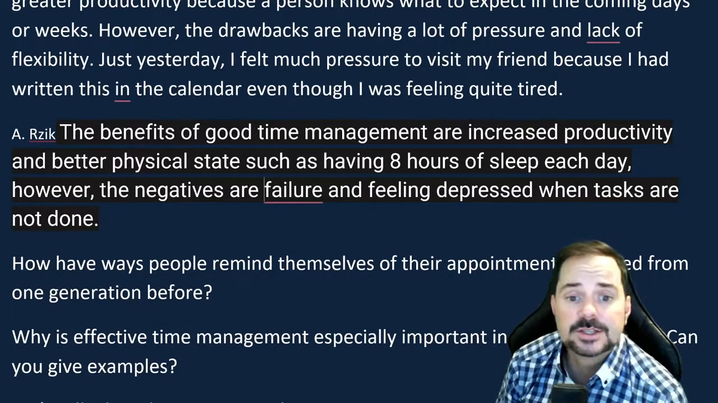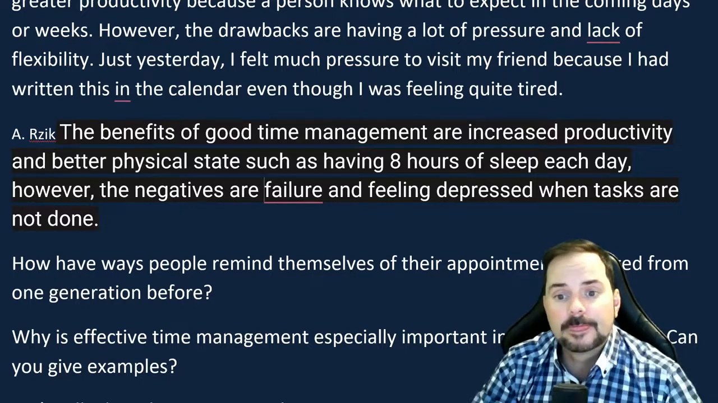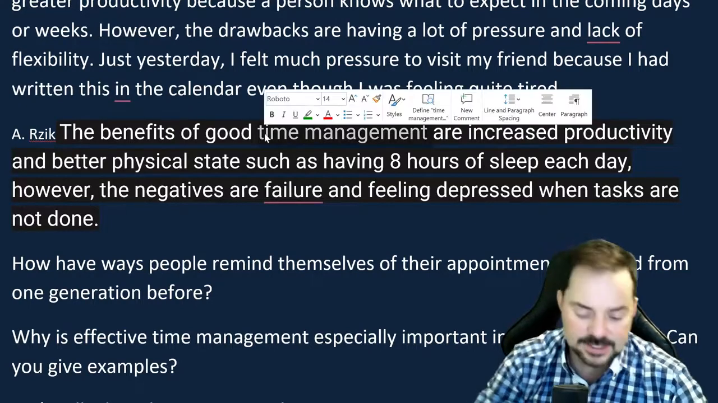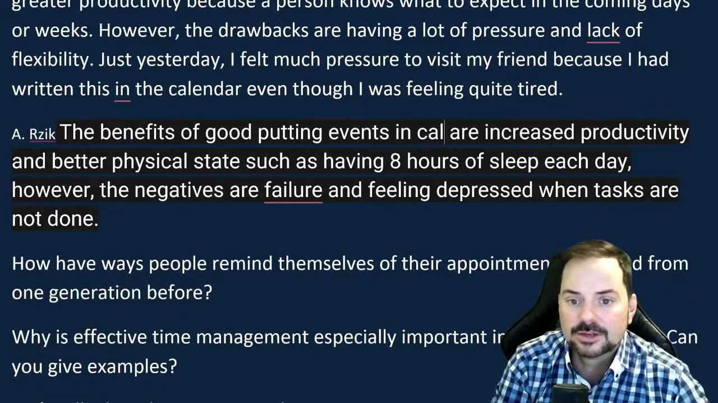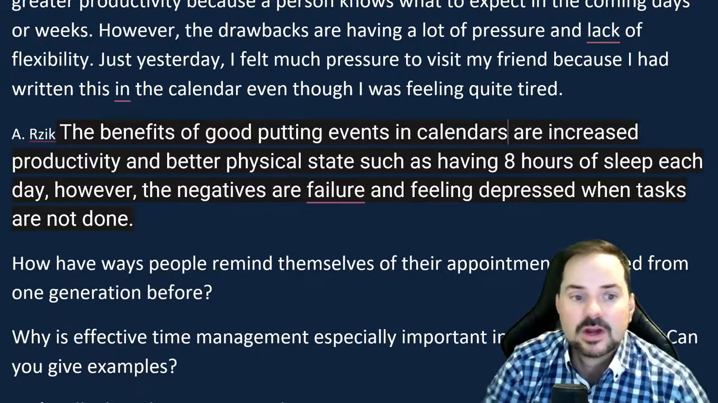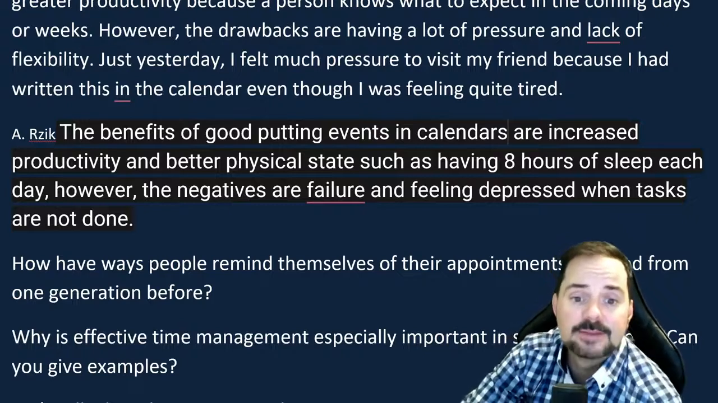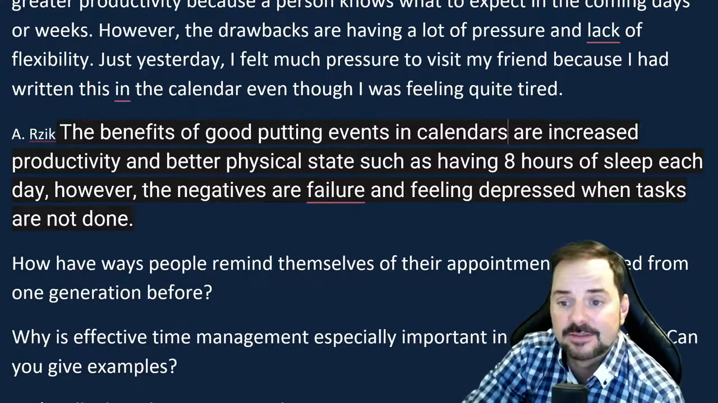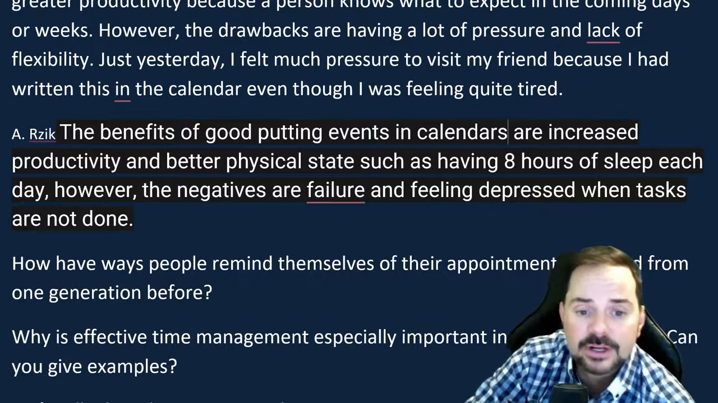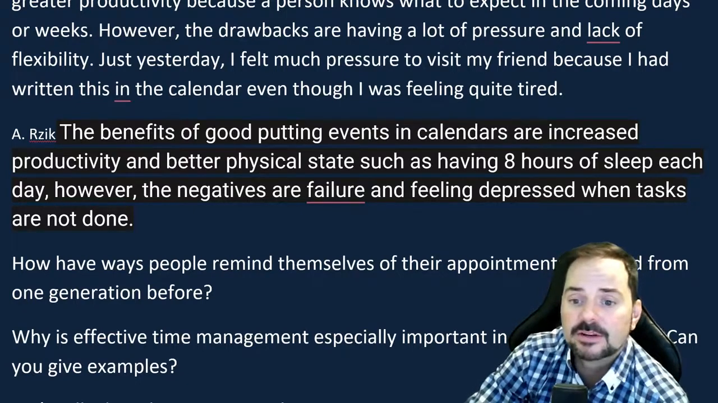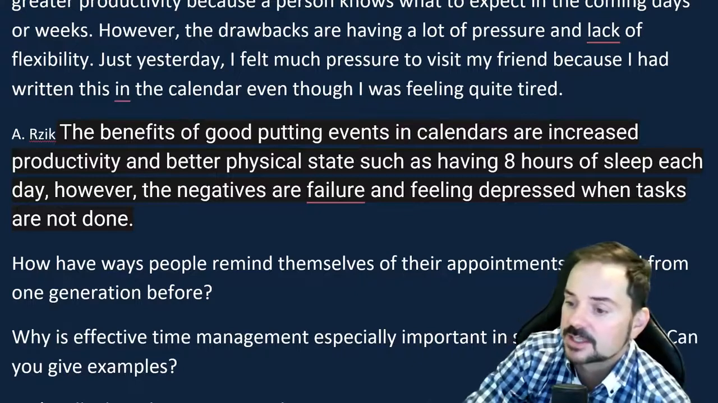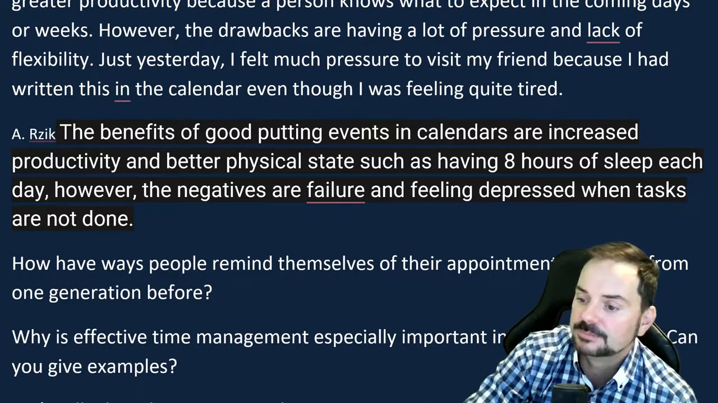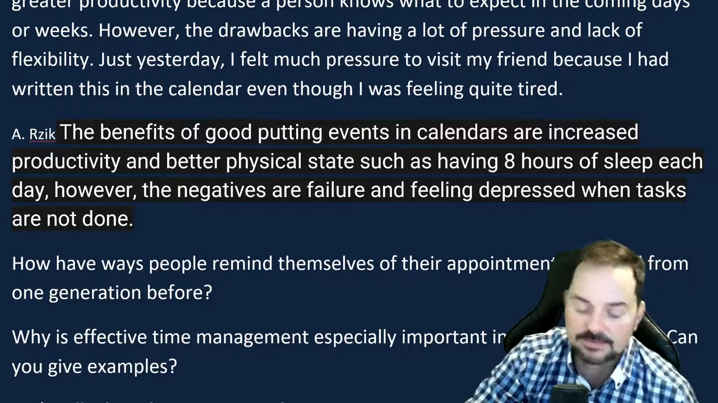Razik says the benefits of putting events in calendars are increased productivity and better physical state, such as having 8 hours of sleep each day. However, the negatives are failure and feeling depressed when tasks are not done. I like it. That's good. All right. Karina, let's see what you have.